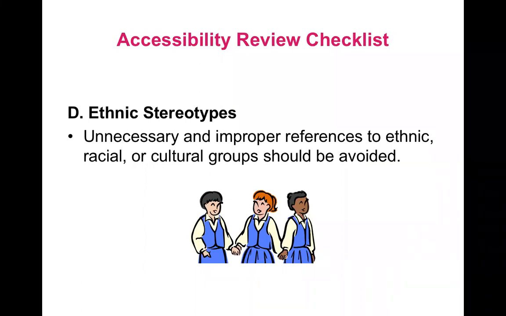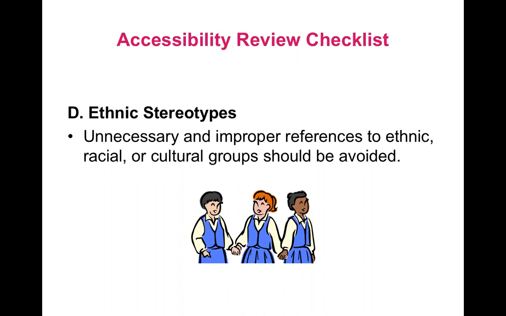The next one is ethnic stereotypes. In places, countries, or even schools or universities which are multicultural, we need to make sure when we design our assessments that we avoid ethnic stereotypes. What is this? Unnecessary and improper references to ethnic, racial, or cultural groups should be avoided. We should avoid stereotyping a specific ethnic group, for instance, in the US, African Americans, or Hispanics, or Asians, etc. So we should avoid any stereotypical phrases. Let me give you an example.